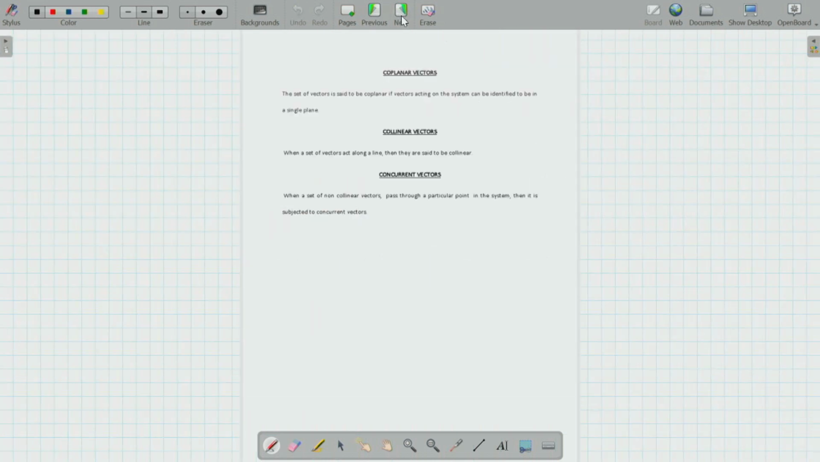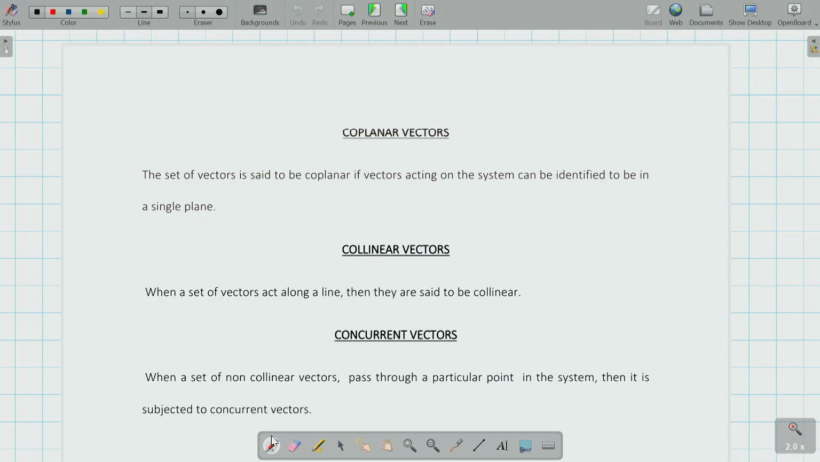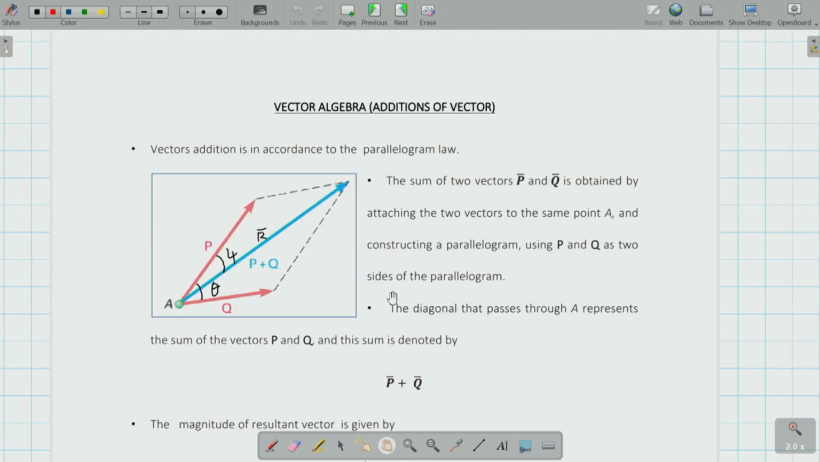Before that, we need to talk about the other terminologies used in vectors. When a set of vectors lie on a single plane, we say that the vectors are coplanar. If the same vectors act along a single line, then they are said to be collinear. If collinearity is maintained, then the vectors are also coplanar. What is a concurrent vector? Non-collinear vectors, when they pass through a particular point, are said to be a system of concurrent vectors.